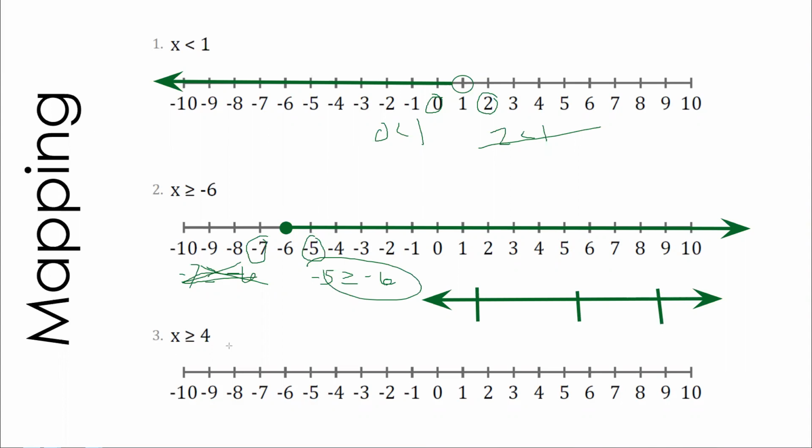So while I'm looking at number 3, hopefully you already have a little bit of a start on this. If not, kind of think about what I'm going to be doing here. So I know that my middle number has to be 4 because that 4 is right there. And I'm going to write a number less than 4 and a number greater than 4. And that's all I'm going to draw.